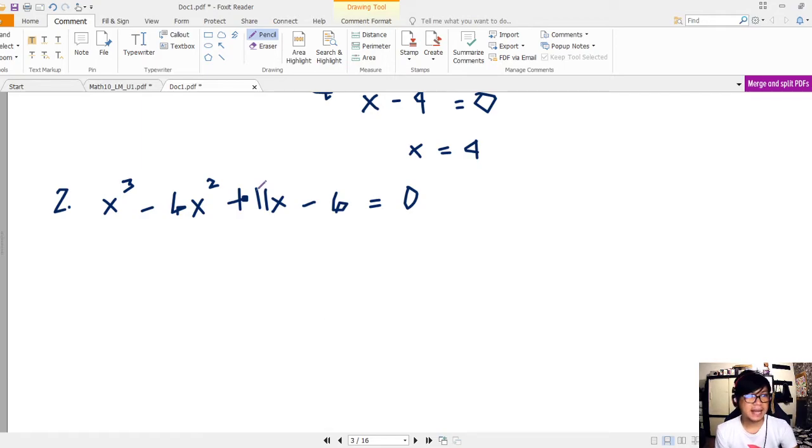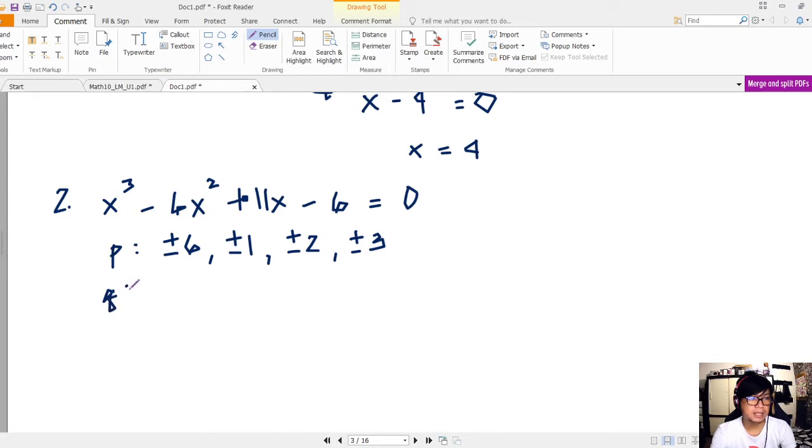Okay, so identify natin yung P. Ano ba yung P? Ito yung factors ng ating constant term. So the P here is positive, negative 6, positive, negative 1. Ano pang factors ng 6? Positive, negative 2, and positive, negative 3. Yan lang ba? Ayan lang.